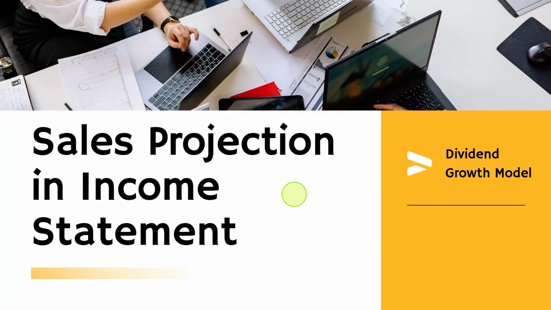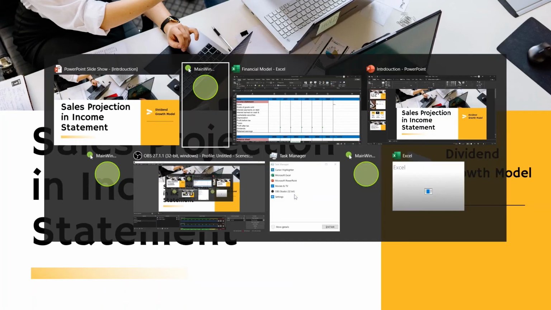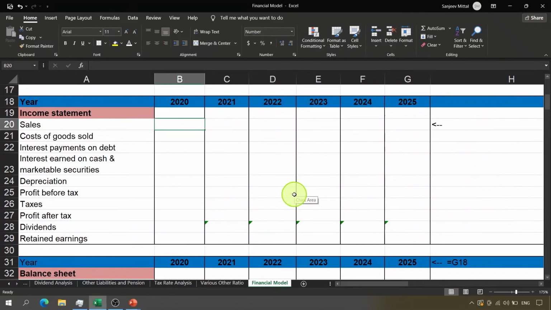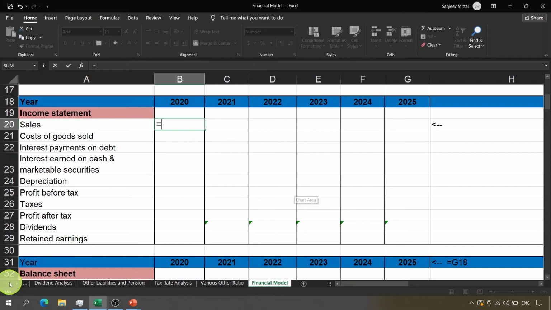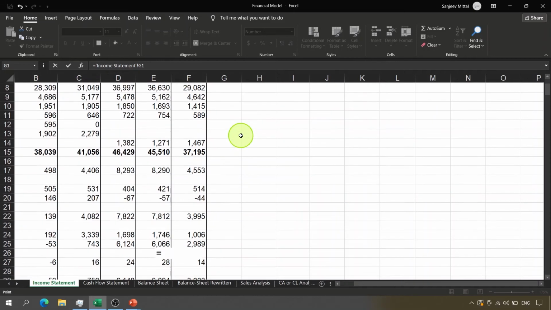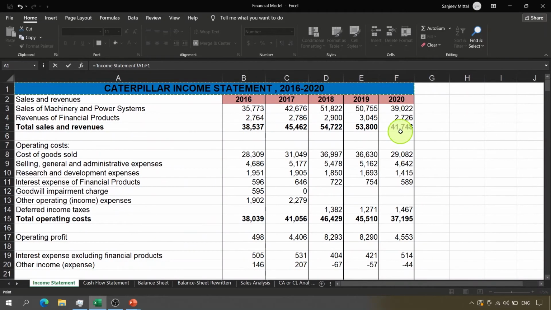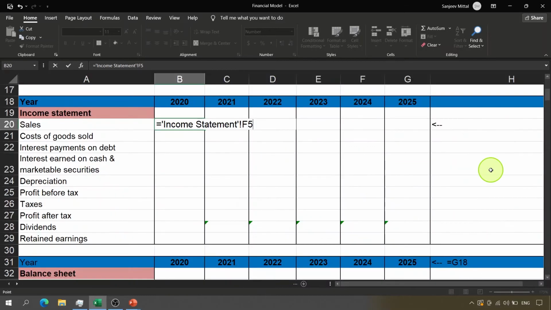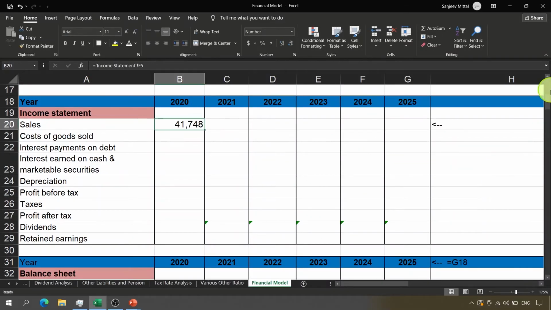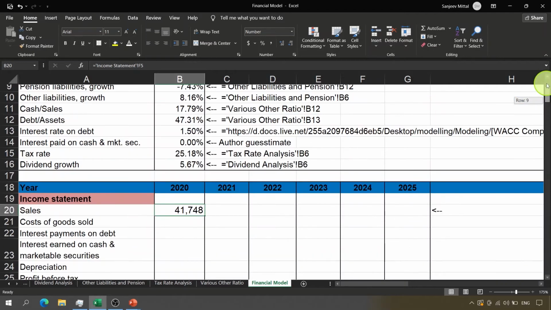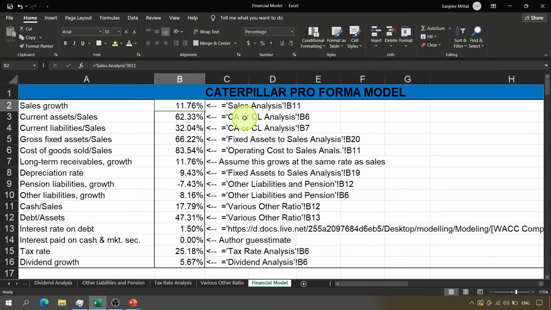Let's try to project our sales in the income statement. For that, we shall go to our Excel sheet. Inside our Excel sheet, as you can see, the base year is 2020, for which we already know the sales details. So I shall go to our sales details for the year 2020 from the income statement. As you can see, this is our income statement and the sales detail for 2020 has been taken here. Now, after these details, we already know that our sales is growing at a speed of 11.76%, as you can see here.